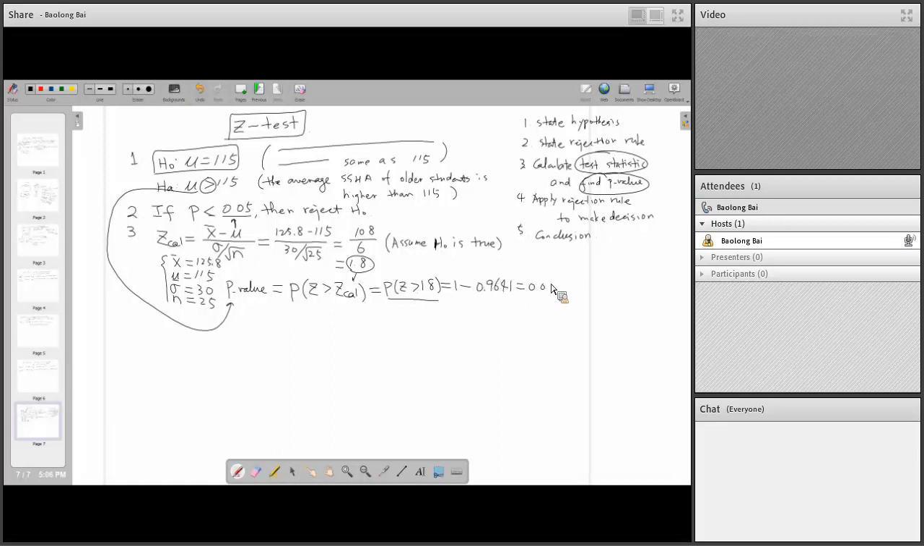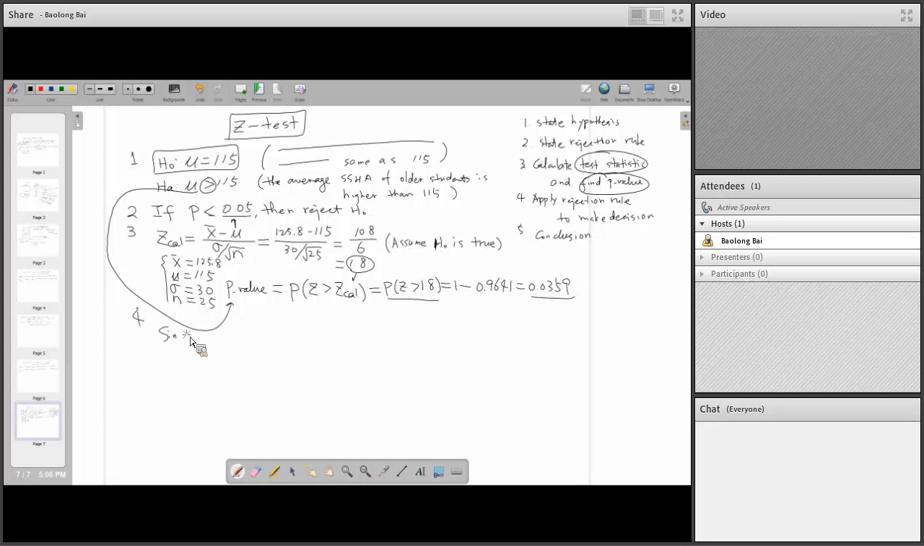So the probability is 0.0359. Right? So step 3 is done. You find the p-value. P-value is 0.0359. So then we go to step 4. Apply rejection rule and make a decision.